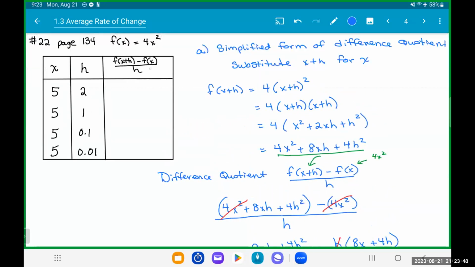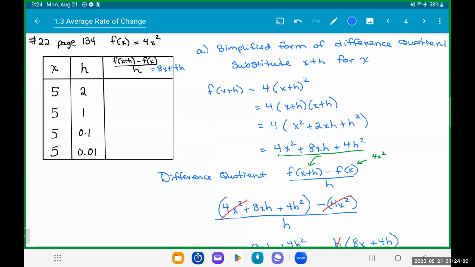Okay, so this here is 8x plus 4h. That's what it simplifies down to. That's what we've done. So now that we have that, we can actually plug in. We were given x is equal to 5, and we have these various h values. So what does that look like for our solution?